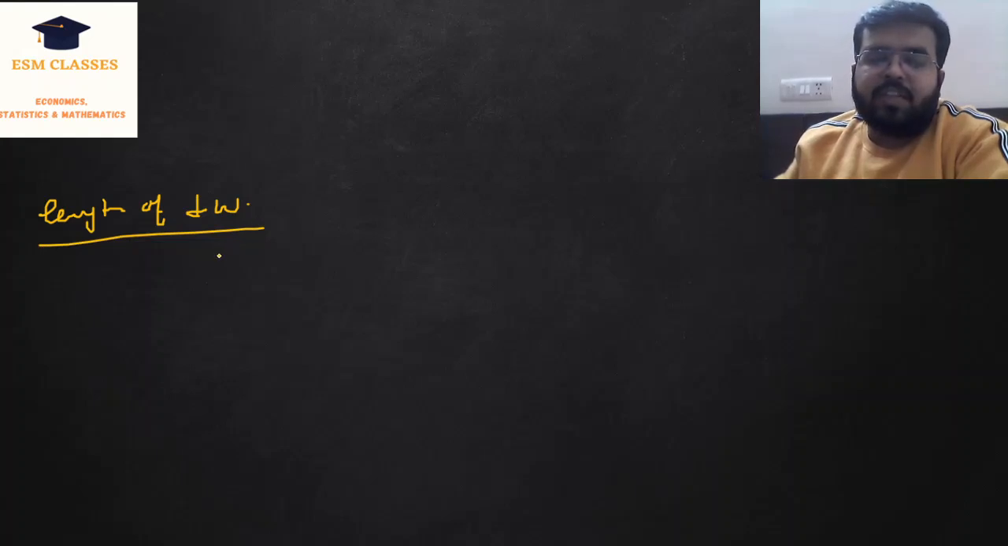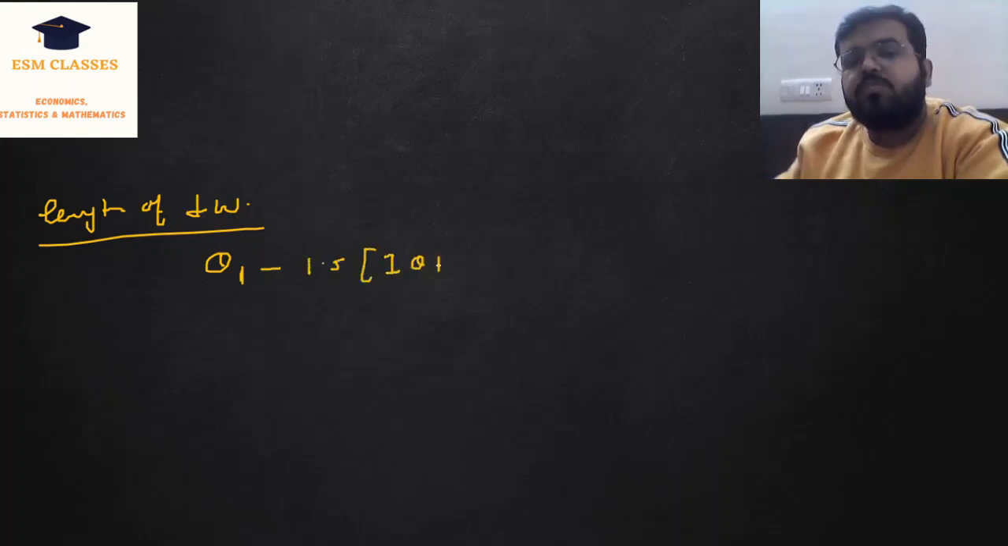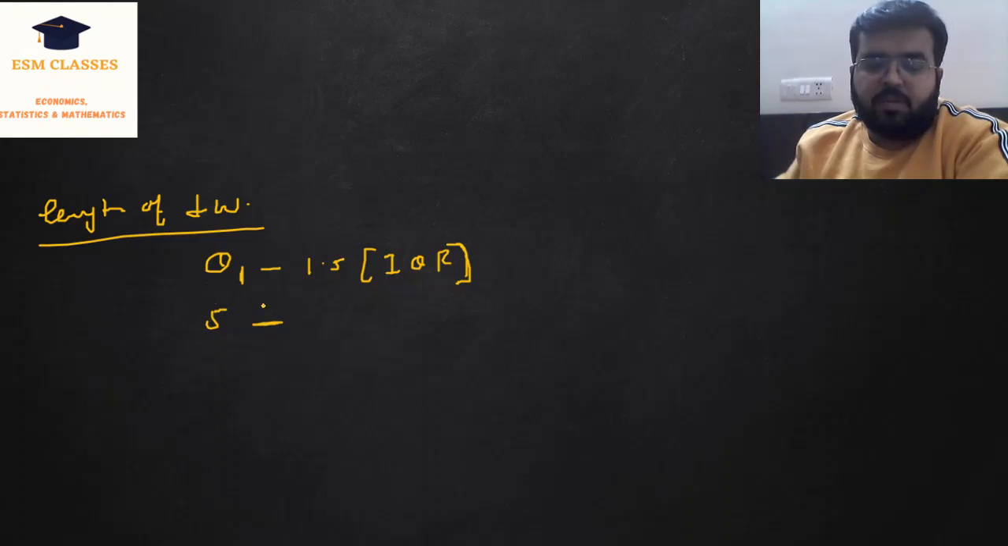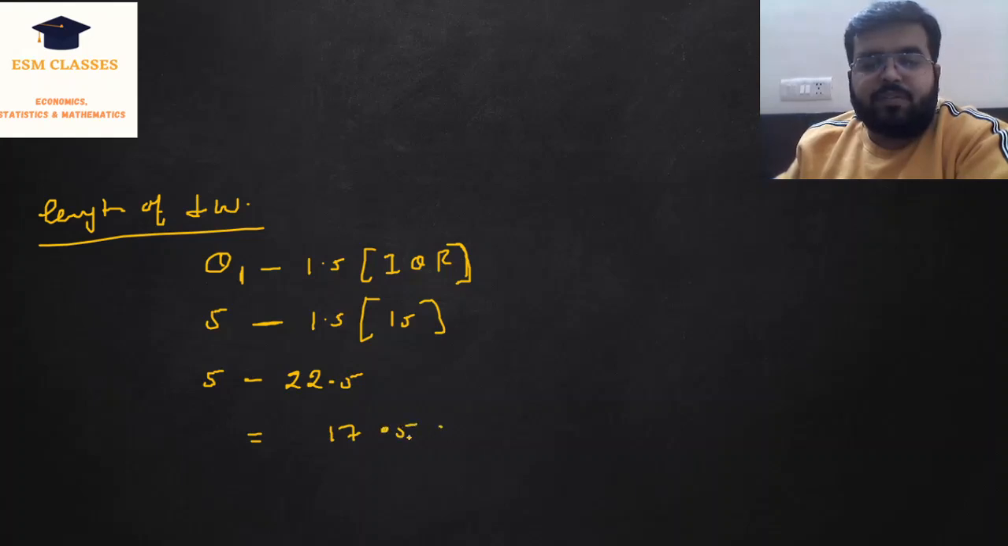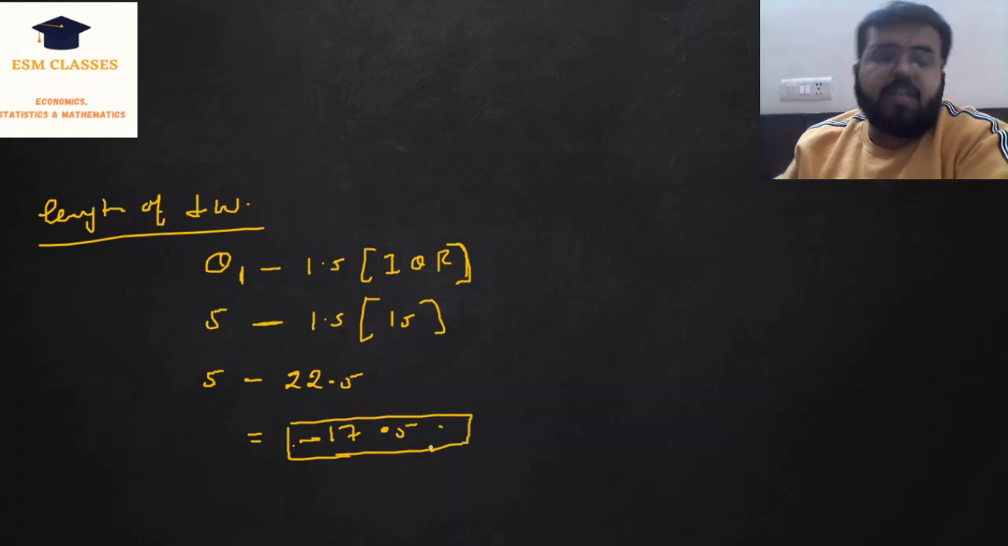In order to find the length of the lower whisker, we need to write down the formula Q1 minus 1.5 IQR, which is equal to 5 minus, because my Q1 was 5, 1.5 into 15. Which is equal to 5 minus 22.5, and that is equal to minus 17.5, right?